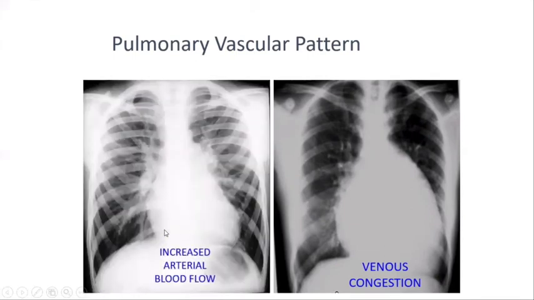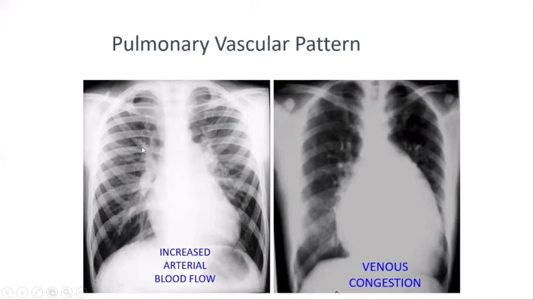Now this is increased arterial flow. In any increased arterial flow, we can see there is a prominence of the pulmonary vessels. We can see how prominent the descending pulmonary artery is. The descending pulmonary artery is more than 17 millimeters. So this is a case of pulmonary hypertension or increased arterial flow.